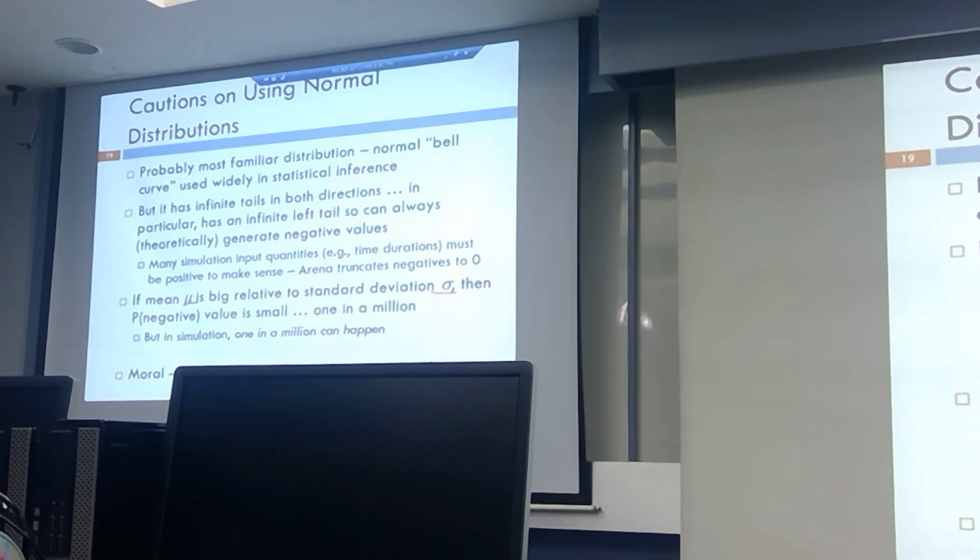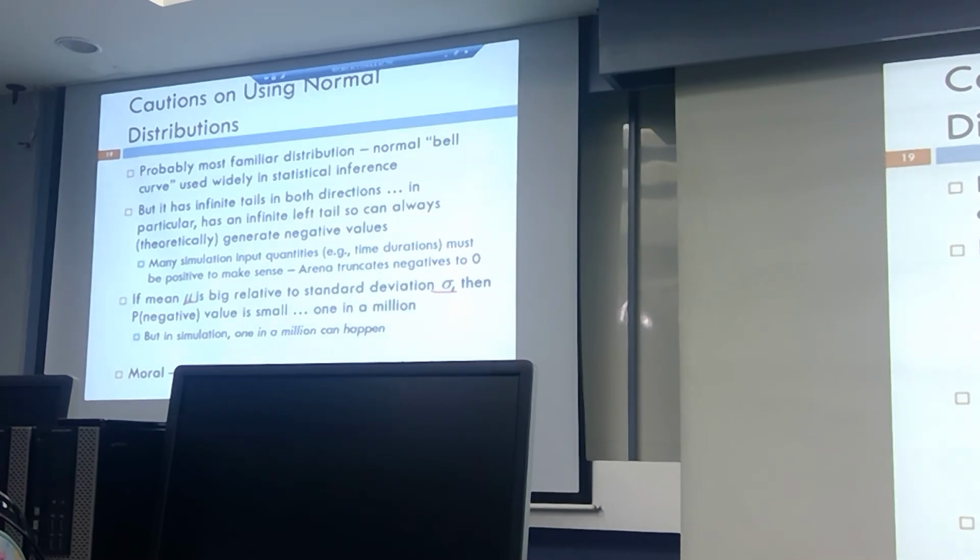In this case, there's a chance that you will have a negative value, and that could be a problem. In Arena, if you use a normal distribution in the model, say for the process time or delay time, and the value generated is a negative number, it will automatically truncate to zero. But some software may not, so your model may have an error. Just keep in mind that you have to be careful about that.